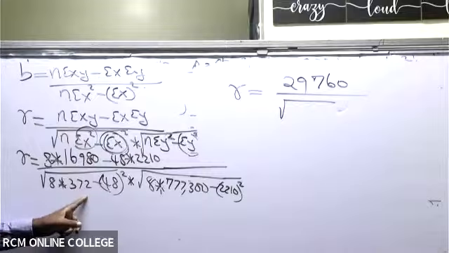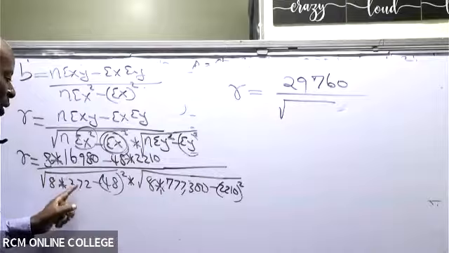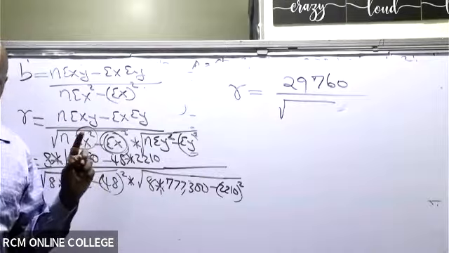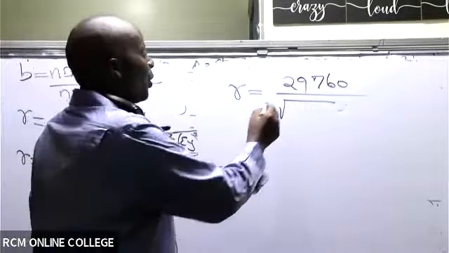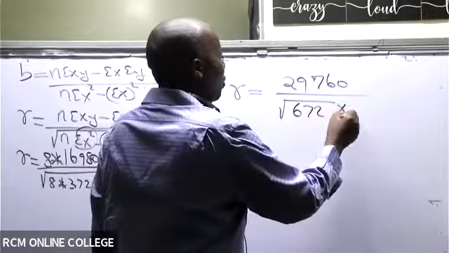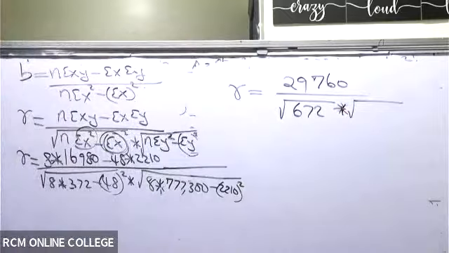8 times 372 minus 48 squared. Don't take the square root. I just want you to say 8 times 372 minus 48 squared. So according to Rispa, very aggressive, she's getting 672. Is there somebody else able to confirm that 672? Kevo has confirmed. Thank you, Kevo.